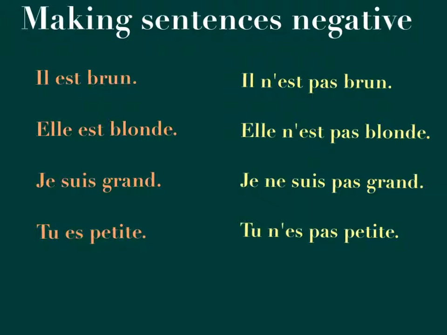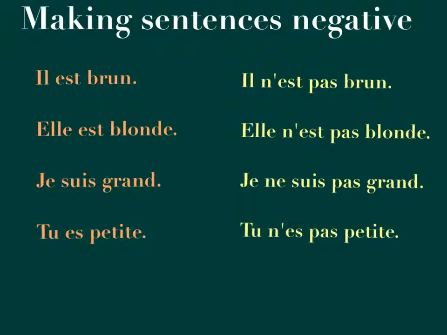To make sentences negative, you've already seen how to do this a little bit. So you've seen il est brun turning into il n'est pas brun. And we know that this means he is brunette, and this means he is not brunette. Okay? Same thing with the elle forms. Elle est blonde, elle n'est pas blonde. So she is blonde, she is not blonde.